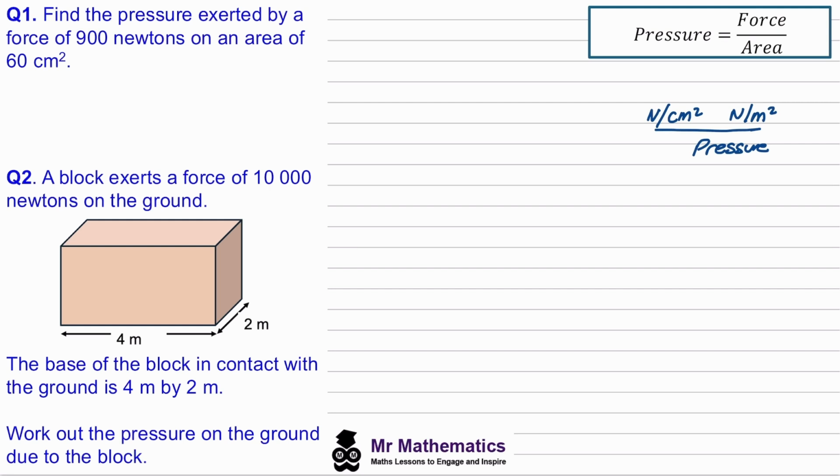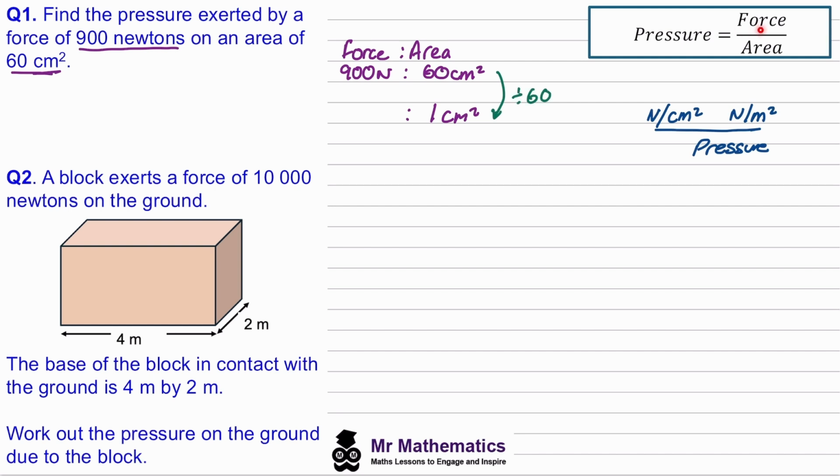Okay, so in example 1, we're asked to find the pressure exerted by a force of 900 newtons on an area of 60 centimeters squared. So if we write this as a ratio of force to area, we've got a force of 900 newtons to an area of 60 centimeters squared. And the pressure will be the amount of force over 1 centimeter squared, so 1 unit of area. And then to go from 60 to 1, we just divide it by itself, so we divide this by 60.